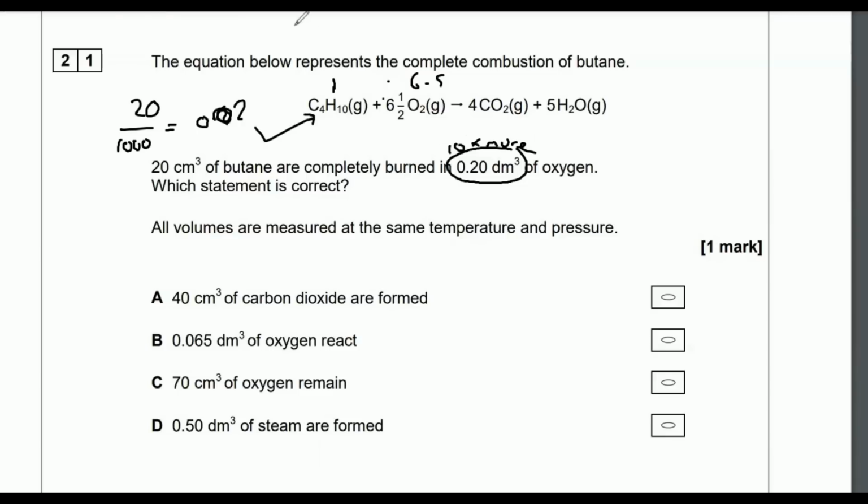The first question, does 40 cm³ of carbon dioxide form? Well, no, the ratio is 1 to 4 between butane and carbon dioxide.